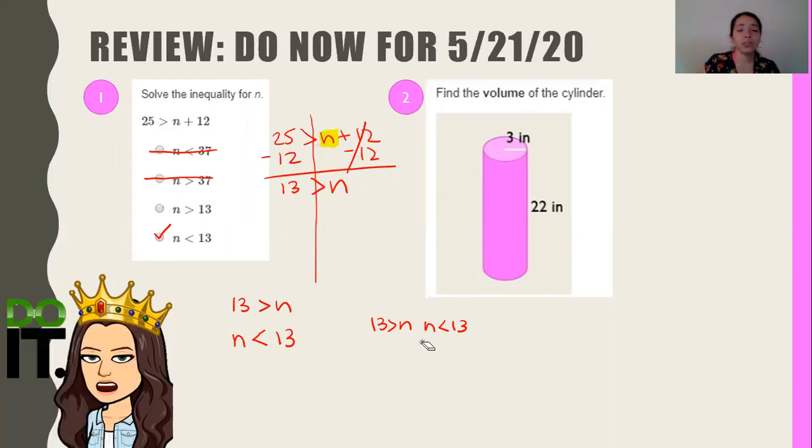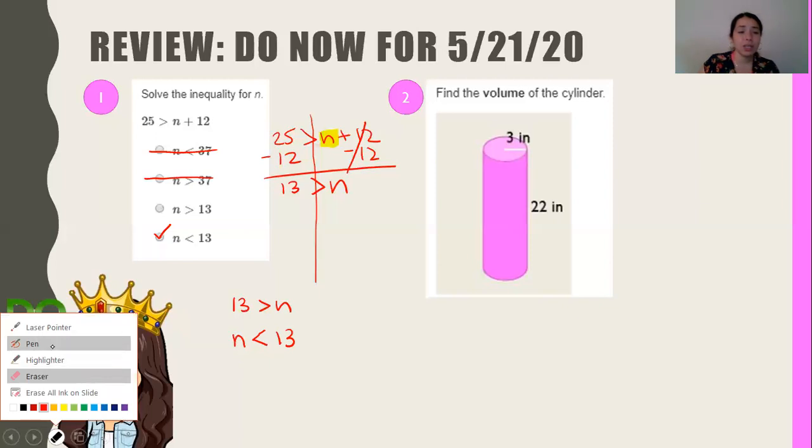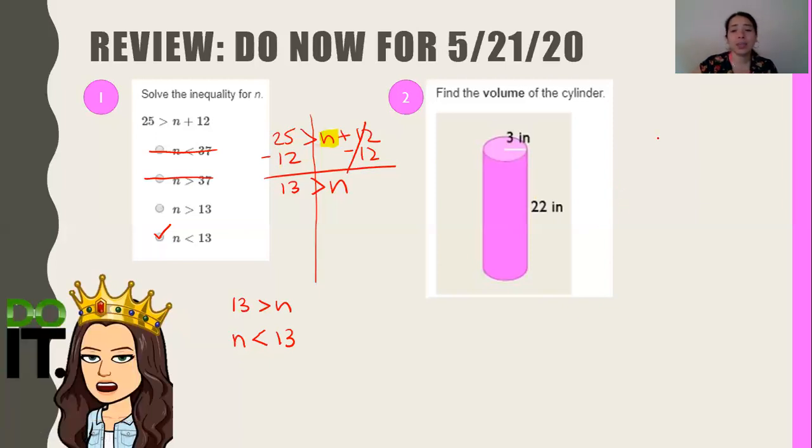Okay. So now for question number two, it asks for us to find the volume of a cylinder. So the volume of a cylinder, did you write down the formula? Right. Good. That is our formula for volume. So its volume is equal to pi r squared times height. So let's plug in the numbers that we do know. Volume equals, and then what does this symbol stand for? 3.14. Okay, and what is our radius? 3 inches. And what is our height? 22 inches. Good. All right.